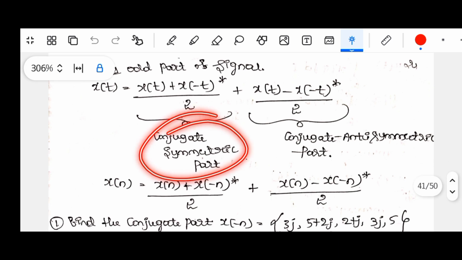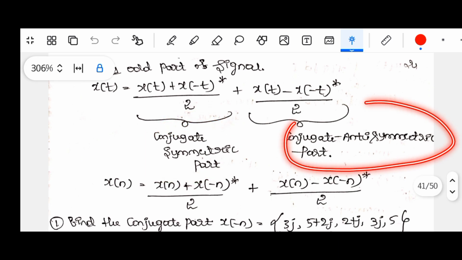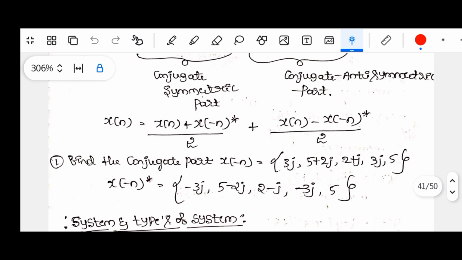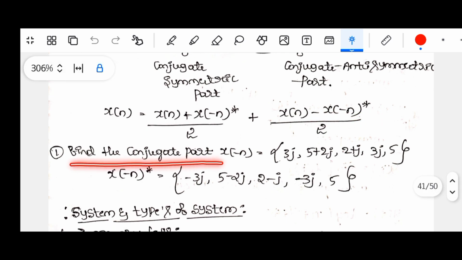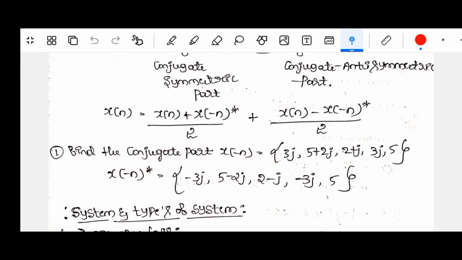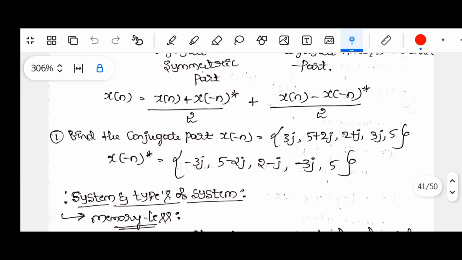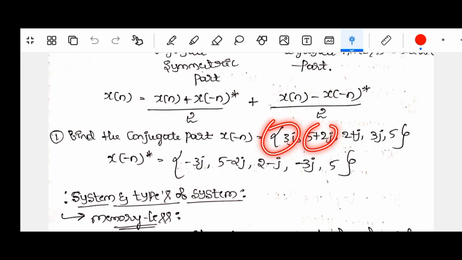The first is the conjugate symmetric part. The second is the conjugate anti-symmetric part. So x of n is equal to x of n plus x of minus n conjugate divided by 2, plus x of n minus x of minus n conjugate divided by 2. Let's find the conjugate of the given problem: 3j, 5 plus 2j, 2j, 3j. So x of minus n conjugate becomes minus 3j, 5 minus 2j, 2 minus j, minus 3j. It doesn't change. This is an integer.